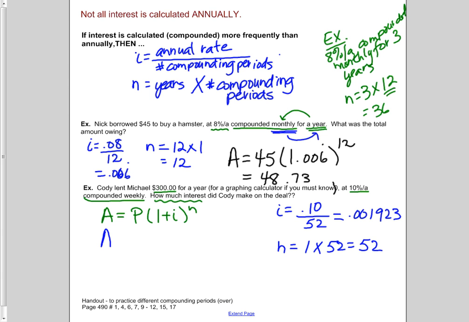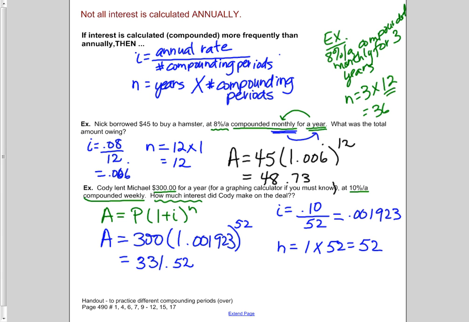So here's the amount. $300, 1.001923 to the power of 52. That will be the amount that Michael owes. Remembering to round to 2 decimal places because it's money, 331.52.